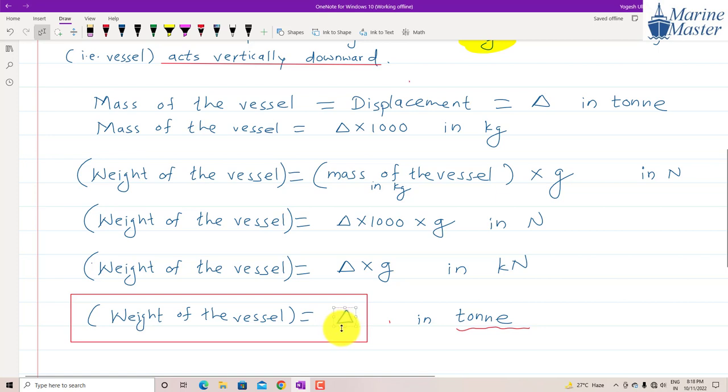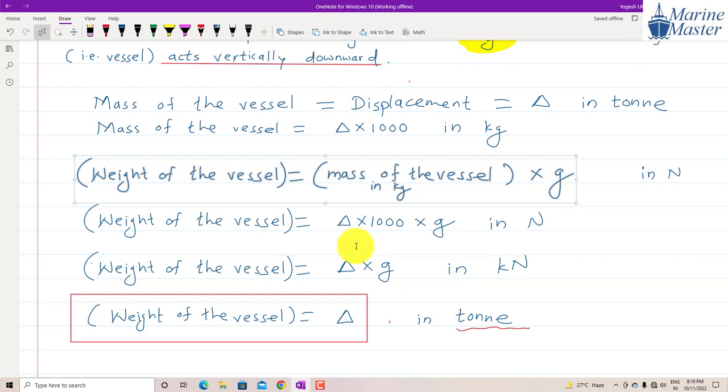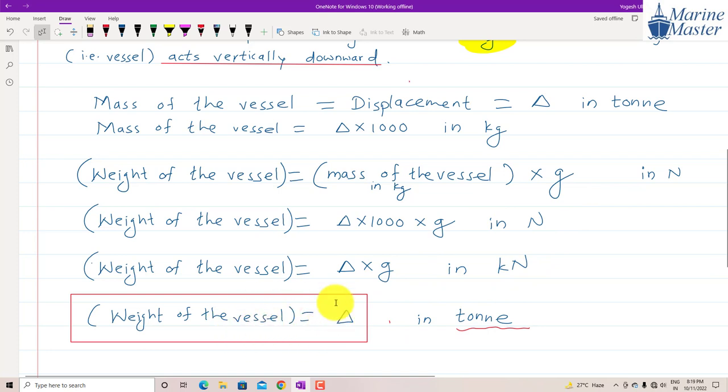Delta. Throughout our discussion, whenever we want to represent the weight of the vessel, we just represent it by the symbol delta. If you go deep, this discussion is important when we go into mechanics, where everything, including weight, is in Newton. But naval architecture is a little bit practical-oriented subject. Here, instead of Newton, we will write the weight of the vessel in ton, and that ton will be equal to delta. So what is the third meaning of delta?